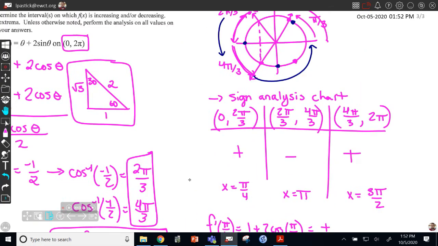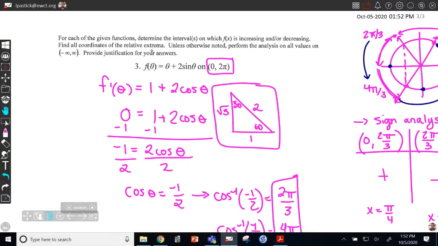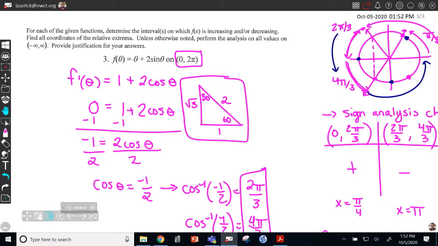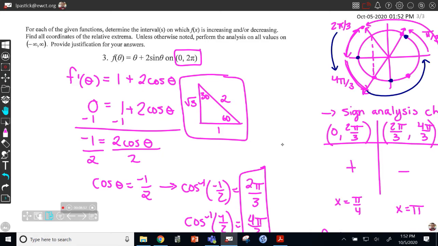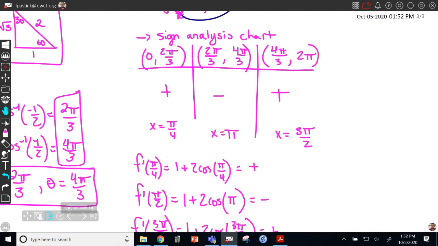So we have to remember what the original question was asking us to do. It was asking us to determine the intervals in which f of x is increasing or decreasing, find all coordinates of the relative extrema, and then do this everywhere unless otherwise told to. We're doing it on 0 to 2 pi like they told us to. So we can now say that this function f of theta is increasing from 0 to 2 pi over 3 because the derivative is positive. It is decreasing from 2 pi over 3 to 4 pi over 3 because the derivative is negative. And then it is increasing again from 4 pi over 3 to 2 pi because once again the derivative is positive.